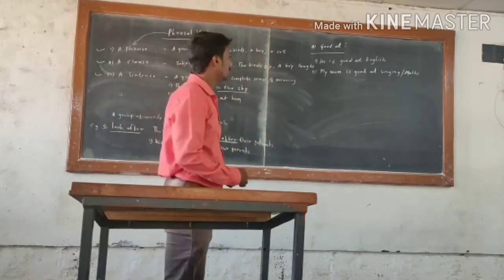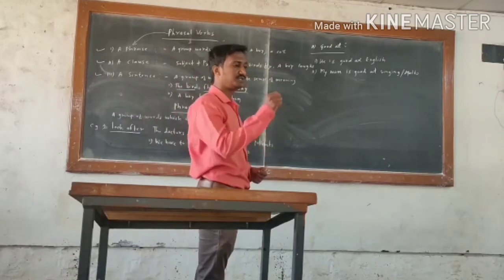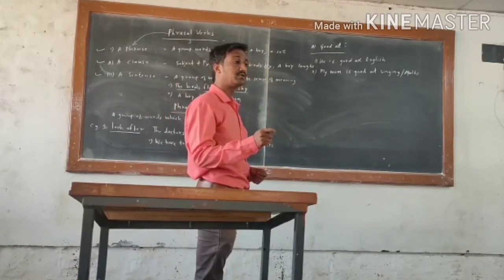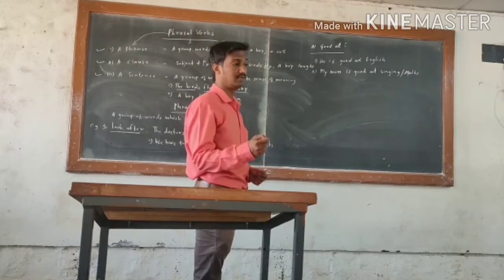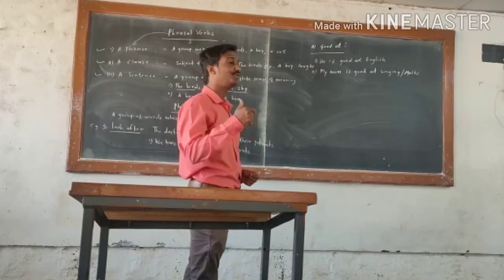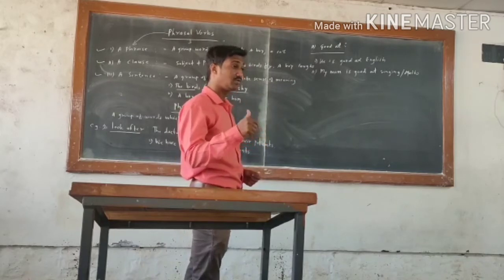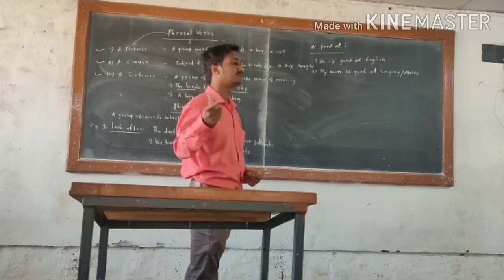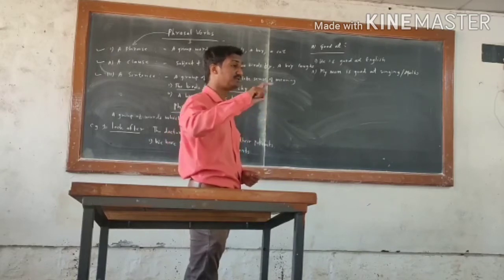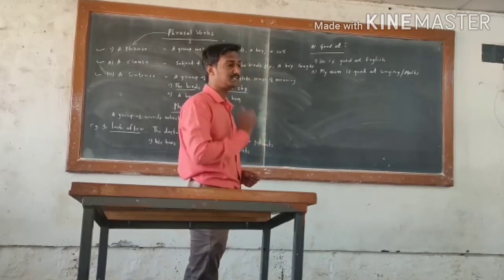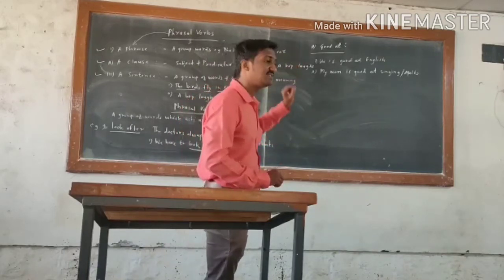However, we make some mistakes regarding this phrasal verb, good at. Sometimes you might have come across people saying good in. I am good in this. I am good in that. So actually, it is not good in. It is good at. Somebody can be good at one particular subject, one particular sport, one particular area. So to say good at is very important. So good at is a phrasal verb.